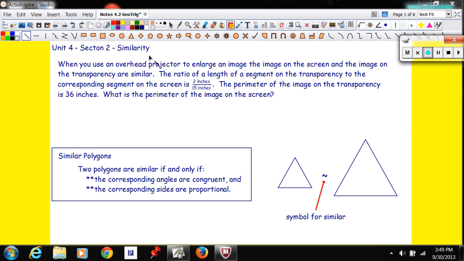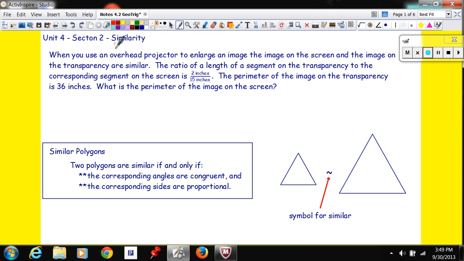Alright guys, here are your notes for Unit 4, Section 2. It's called Similarity. And you don't have to write this whole thing down. We're just going to get straight to it here. I'll read it to you.